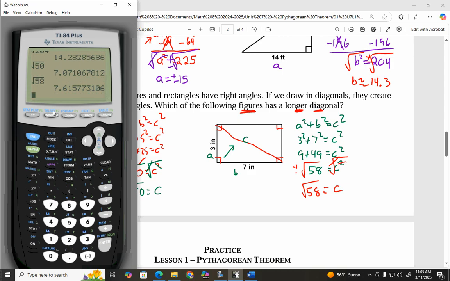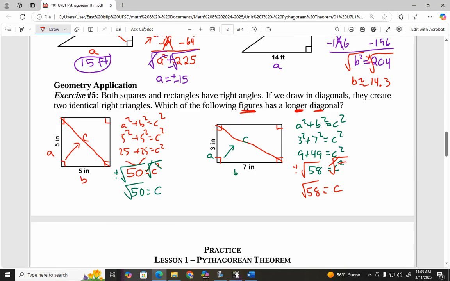I like how my calculator can leave all information on the screen. I could see that they both start with 7, but after the decimal, there's a 0.0 for the square root of 50, but a 0.6 for the square root of 58. Square root of 58 is definitely bigger. It's about 7.6 instead of about 7.1. So let's say that the rectangle has the longer diagonal.